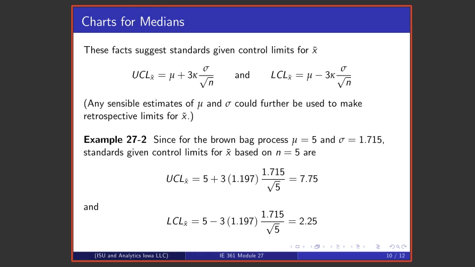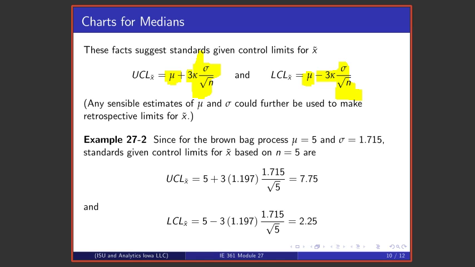Those facts taken together suggest that control limits for medians could be set at process mean plus 3 times sigma over root n, but inflated by this kappa value, and process mean minus 3 times sigma over root n, similarly inflated, for a lower control limit. If one finds any kind of sensible estimates of process mean and standard deviation, those could be plugged into those limits to make retrospective control limits.